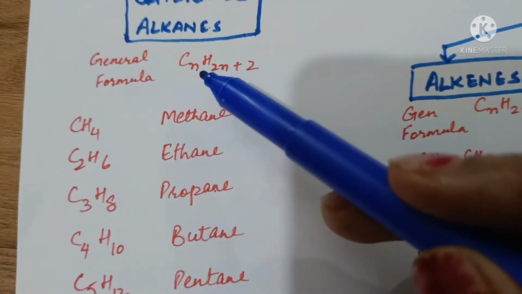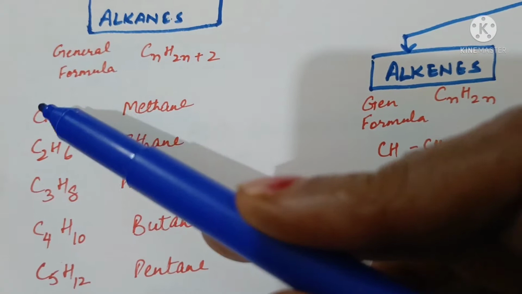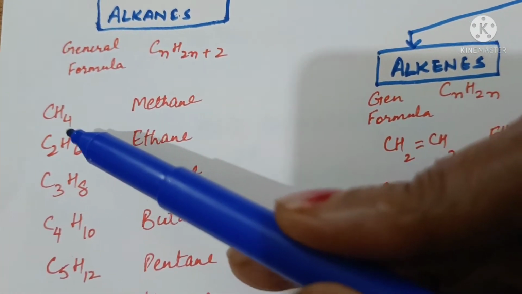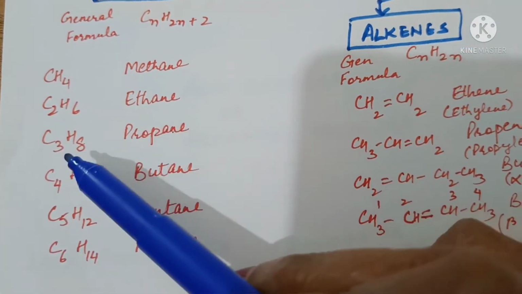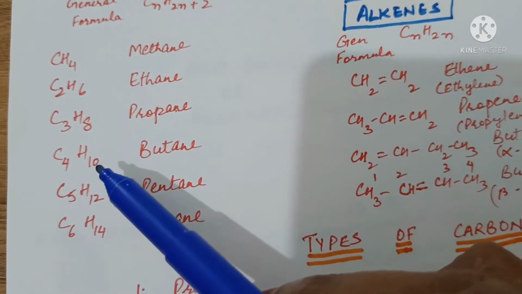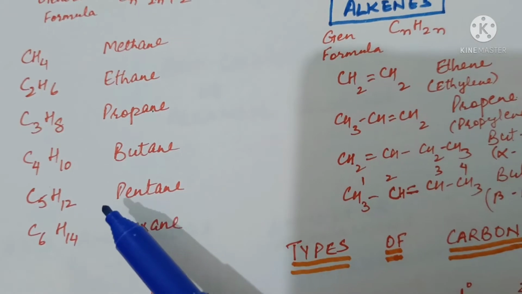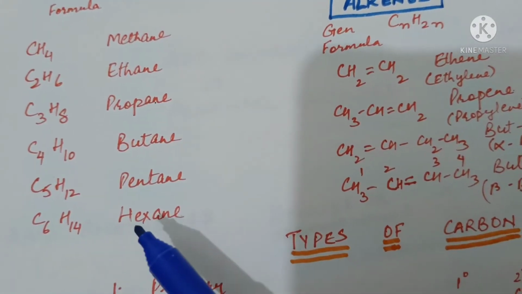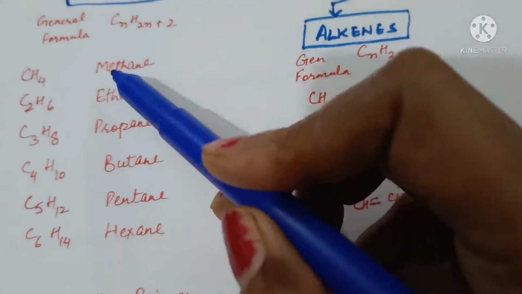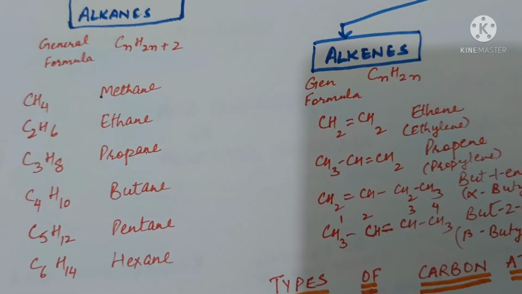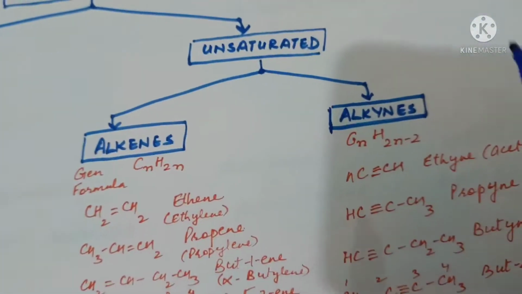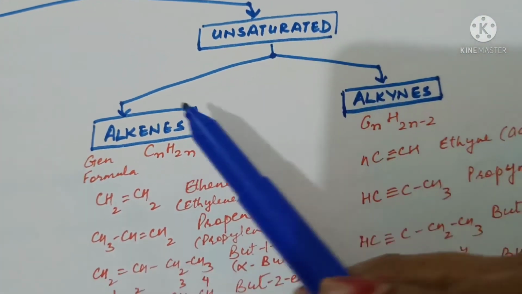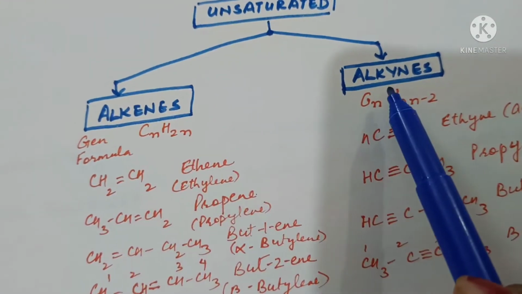For example, when n is equal to 1, the hydrocarbon is methane, CH4. C2H6 is ethane, C3H8 is propane, C4H10 is butane, C5H12 is pentane, C6H14 is hexane. So, the word root for the number of carbon atoms and the primary suffix "ane" gives the name of the hydrocarbon. Unsaturated hydrocarbons are classified into alkenes and alkynes.